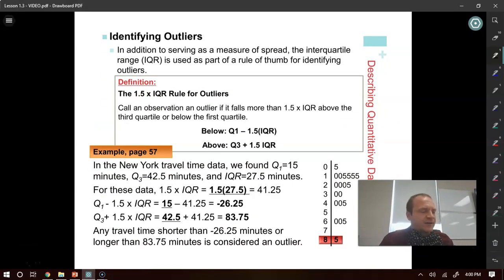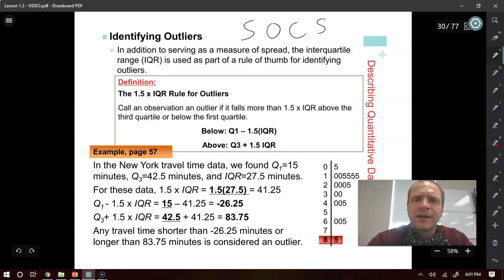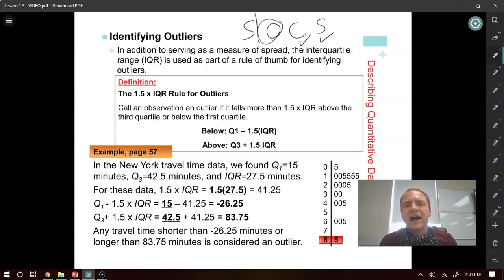So, identifying outliers. We did center, we did spread, and shape didn't get affected at all in this lesson. Now we have outliers. If I were to quickly make this list: shape, outlier, center, spread. This is in 1.2. We've done center, we've done spread a little bit. Let's focus on outliers. Outliers use IQR when you're trying to find them. We're going to use the 1.5 IQR rule for outliers. Any observation that falls more than 1.5 times the IQR above the third quartile or below the first quartile is considered an outlier.